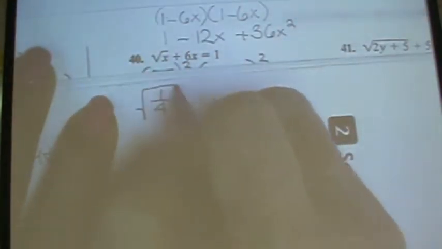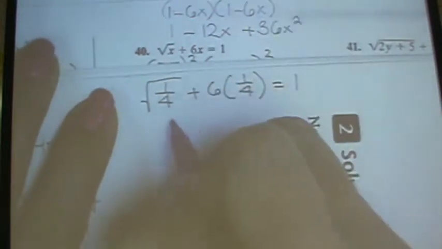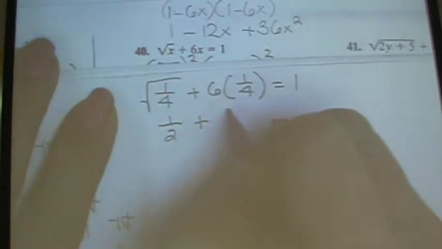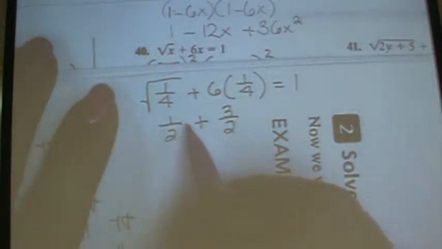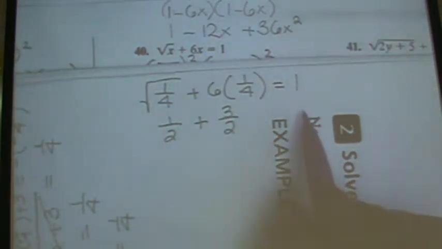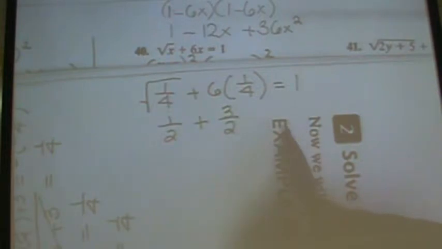And then let's try 1/4. If we put 1/4 here, the square root of 1/4 plus 6 times 1/4, does this give us 1? Well, this is 1/2. Reduce this. This is going to give you 3/2. And I believe this gives you 4/2, which is 2. 2 does not equal 1. So your second answer was extraneous. This 1/4 does not work.